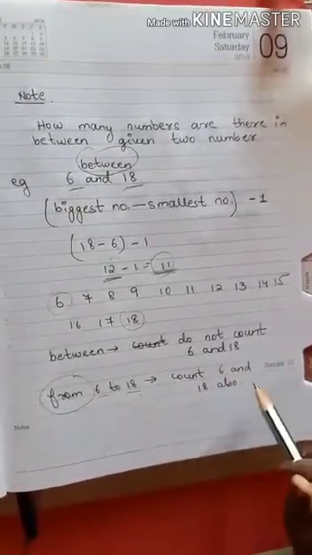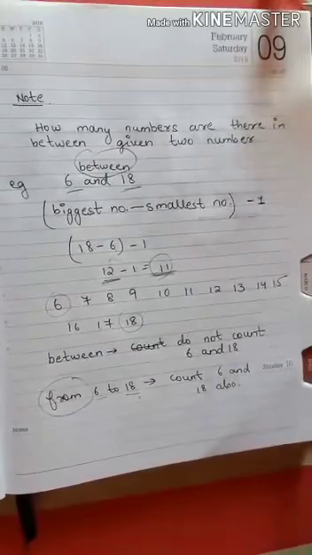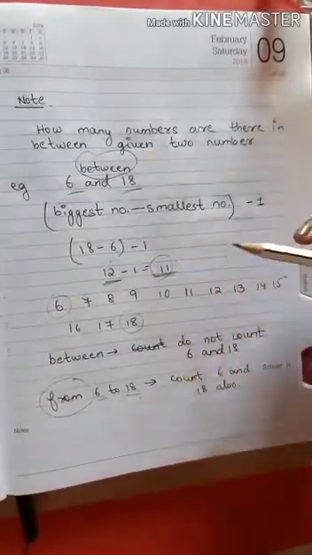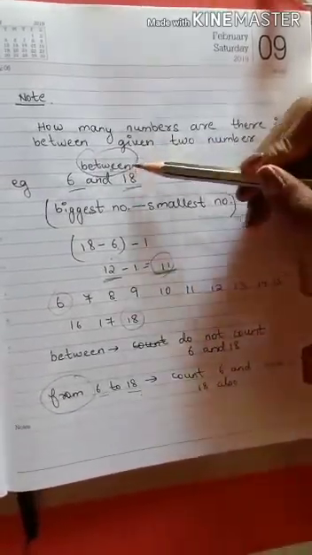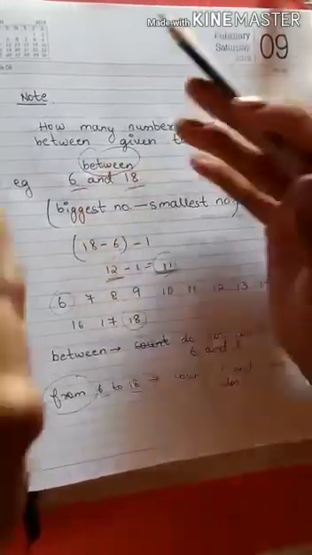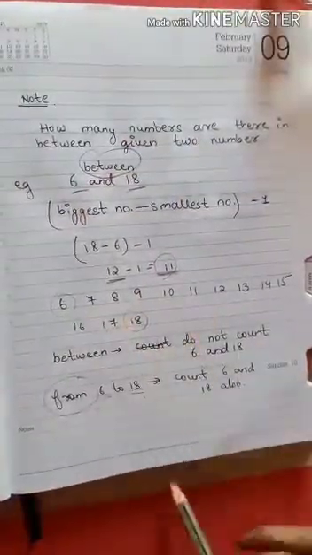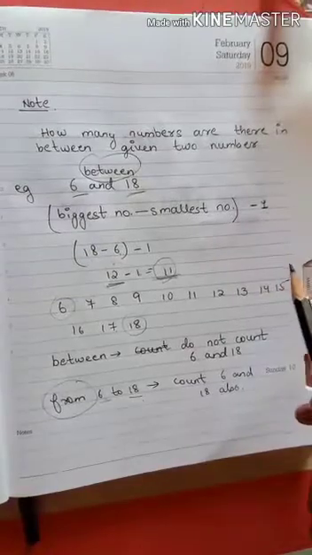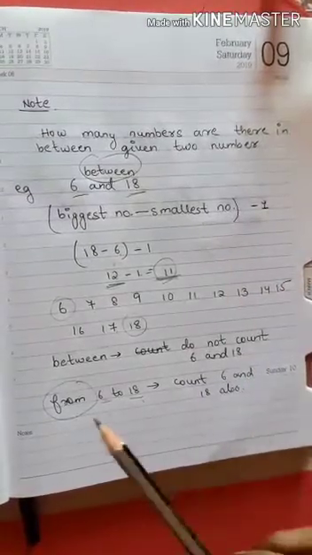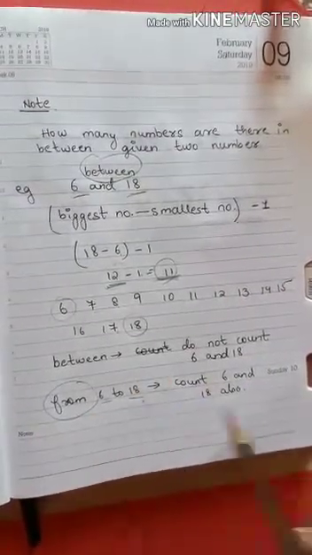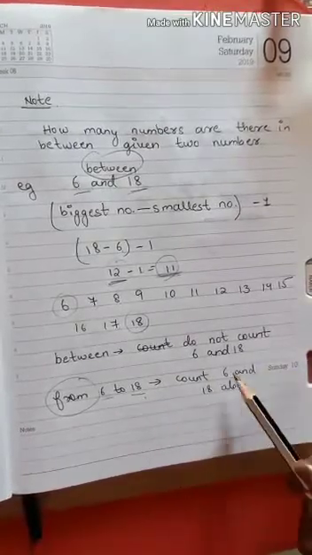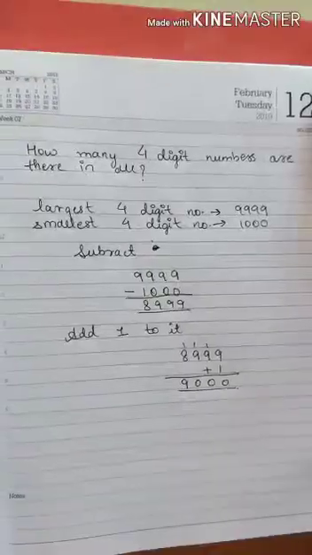Once again children, if it is saying how many numbers are there between given two numbers, when it is saying between, don't count the two numbers, except that all the numbers in between. And if it is saying how many numbers are there from a given two numbers, like from 6 to 18, so in this case you have to count 6 and 18 also.